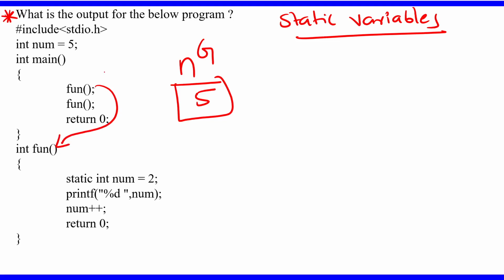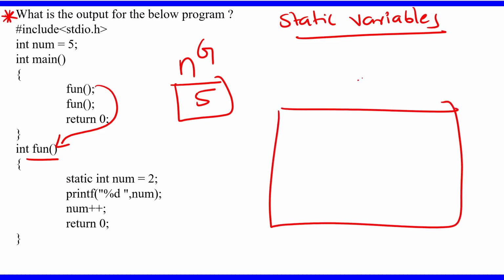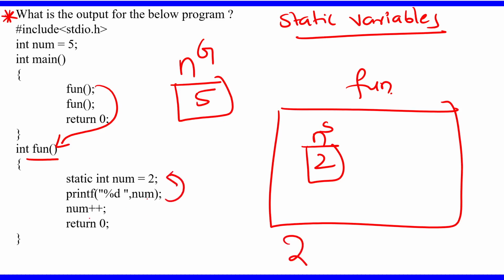The control shifts to the function. Here I am creating another local variable inside the function. So inside the function fun I am having a local variable num with value 2. Okay, this num is a static variable. Printf num, so this will point to this local variable. So the answer is 2. Then num++, so this will become 3. That's it. From there I go back to where I called it.